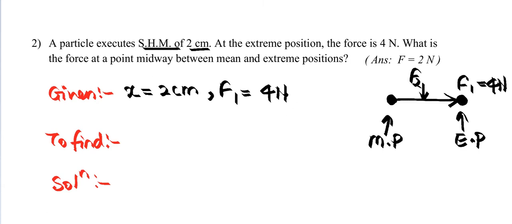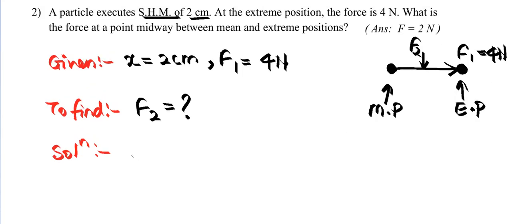Using this information we have to find out what is going to be the force which is acting in between the mean position and the extreme position. So to find the value of F2, till now we have defined in the diagram what F2 is. So in the solution we can write the basic thing as the force F is equal to kx. Okay, so we are considering magnitude, not direction.